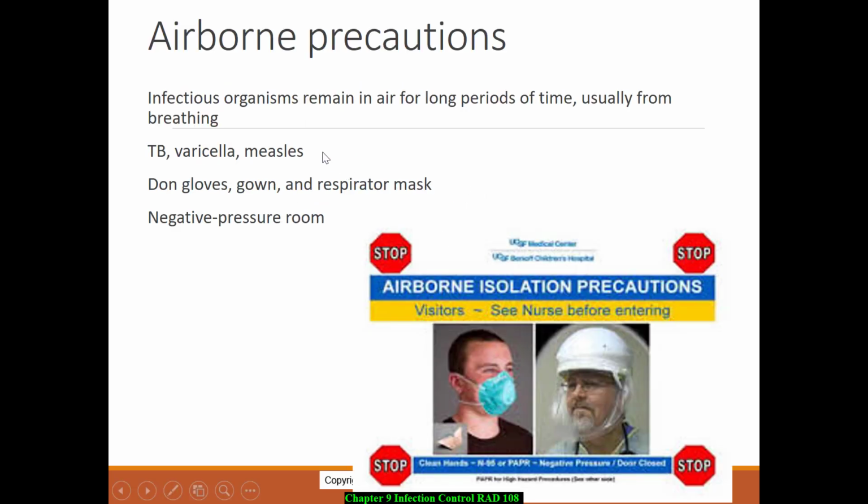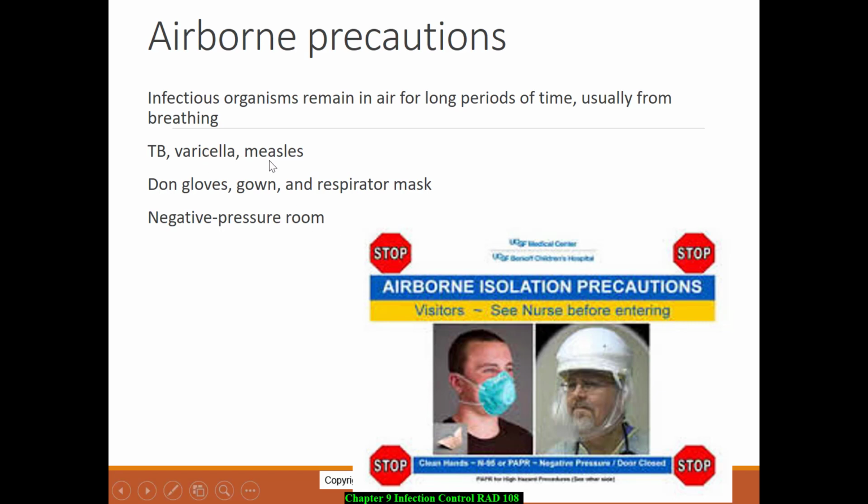Airborne precautions for these, because they do remain in the air for long periods of time, you may be required to be fitted at your hospitals for an N95 mask. So you'll wear that N95 mask or a face shield, and then you'll notice that the rooms are negative pressure rooms, so they are pumping in fresh air into those rooms to help combat that.